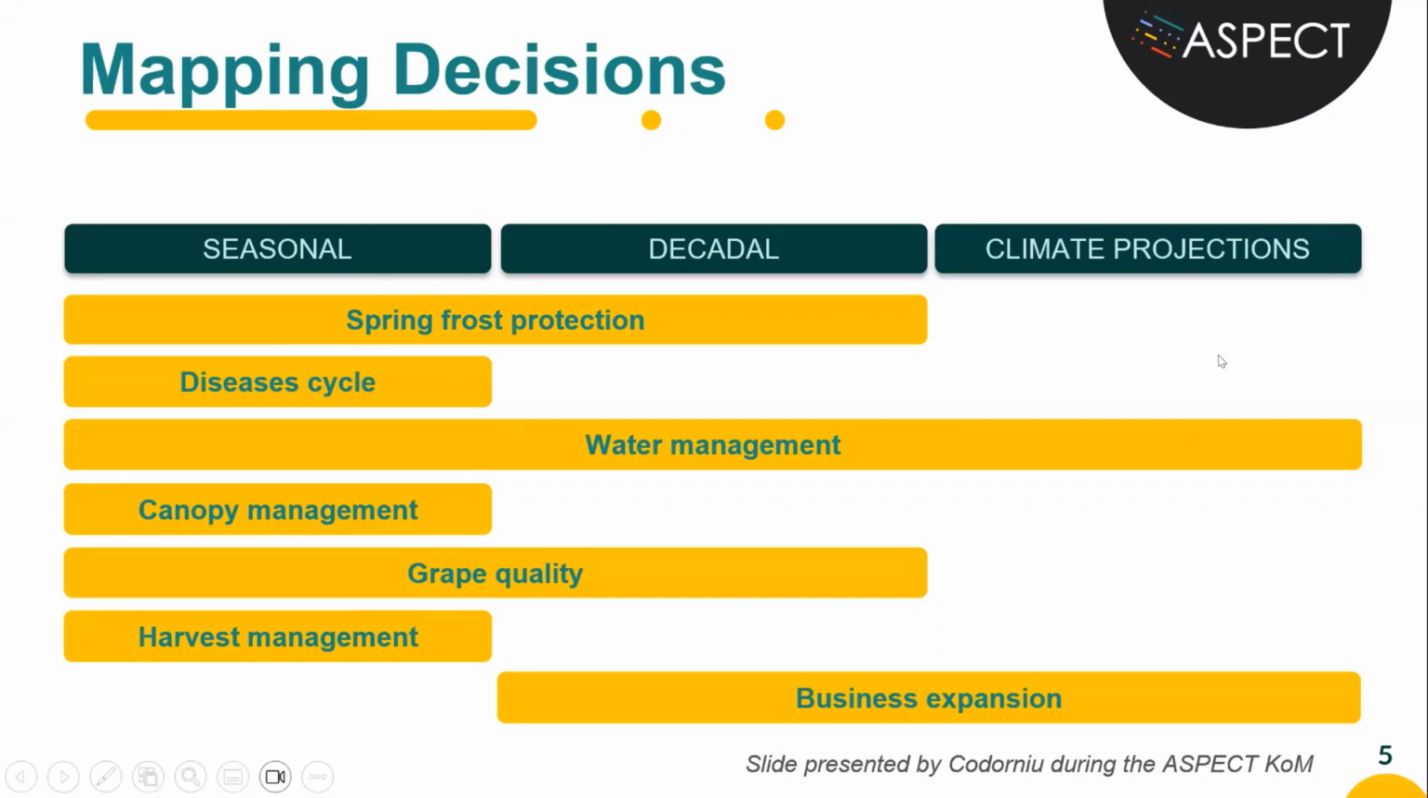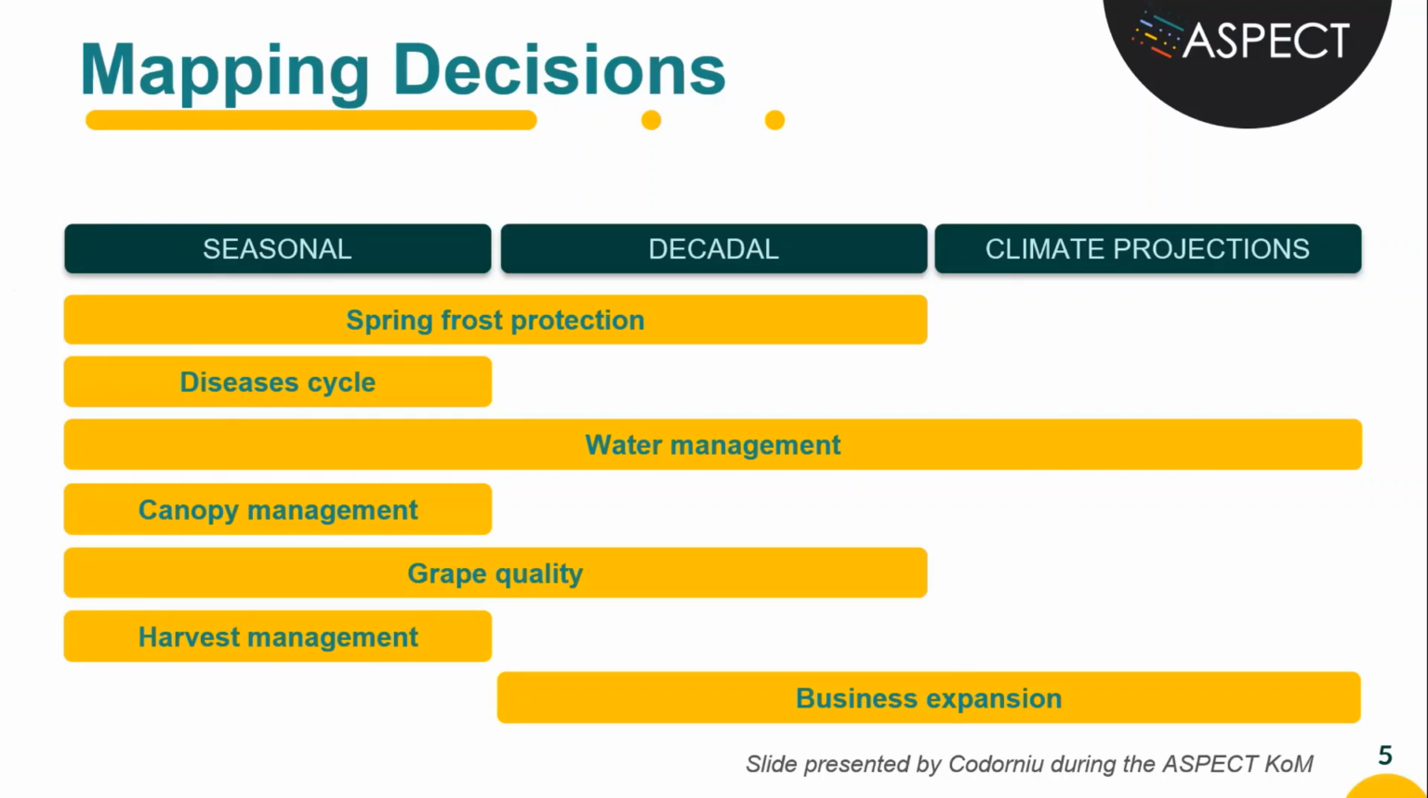This is an example from agriculture. On the left-hand side, you can see some decisions that can be taken having information a month or a season in advance. In the middle, you can see decisions that can be made using decadal information, and on the right, decisions that can be made with climate projections. For instance, in agriculture, it could be possible to make decisions on harvest management just by having information months in advance regarding temperature and also rain for the specific harvest month.